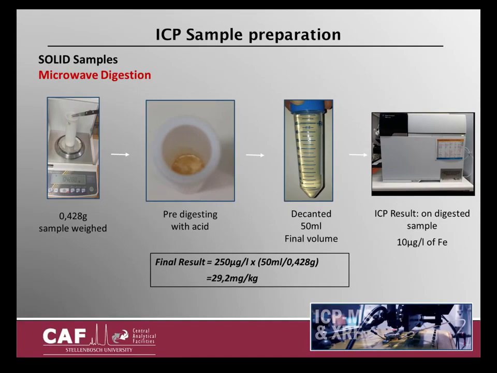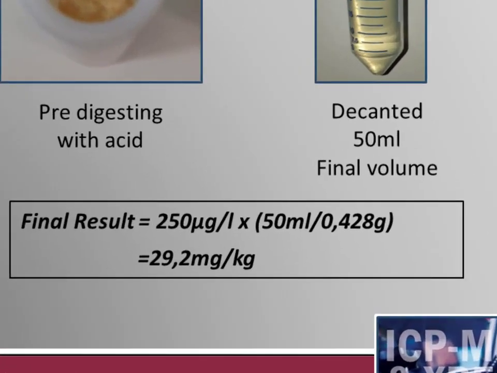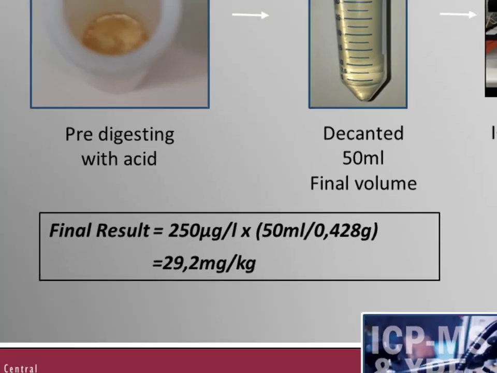The mass of the sample weighed and the final volume are what is used to calculate the result that will be produced by the ICP back to the original concentration in the sample, expressed in microgram per kilogram or milligram per kilogram.